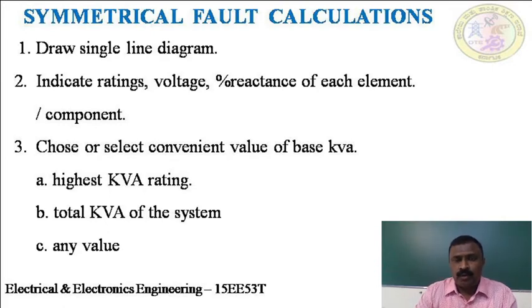Third, we have to select a convenient value as the base kVA. In order to choose a base kVA, we have three different options. One, we can take the highest kVA rating of the power system as the base kVA. Second, the total or sum of kVA ratings of the power system can be taken as the base kVA. And third, you can take any empirical or arbitrary value as the base kVA.